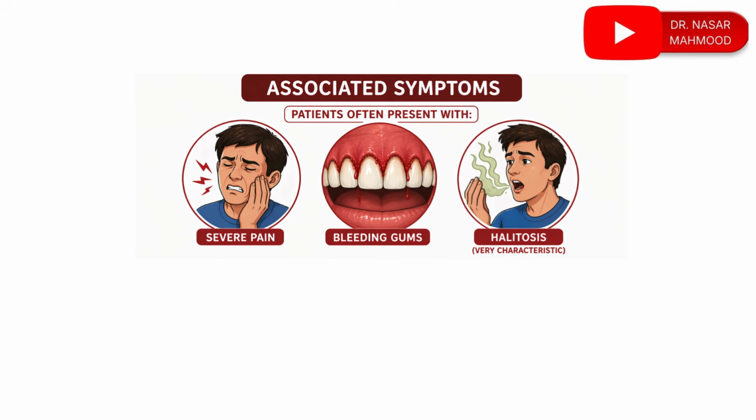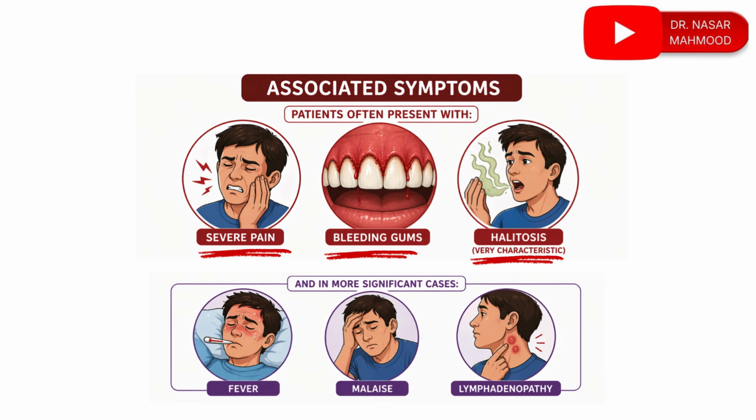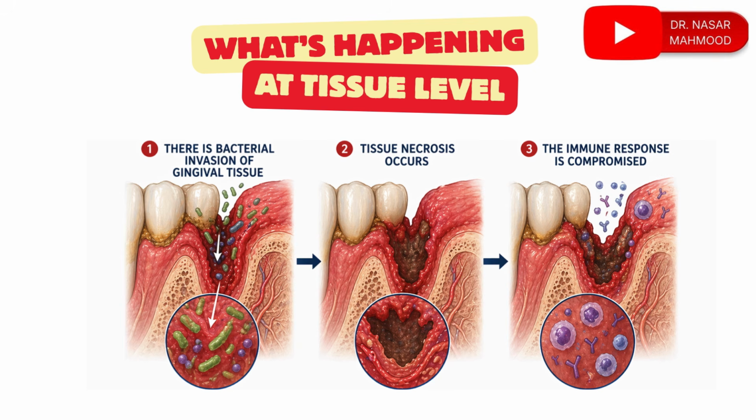Now, what are the associated symptoms? Now, patients often present with severe pain, bleeding gums, halitosis, which is very characteristic, and in more significant cases, fever and lymphadenopathy. Now, this is not just a local condition, it can also have systemic features. But let's look at what's happening at tissue level.